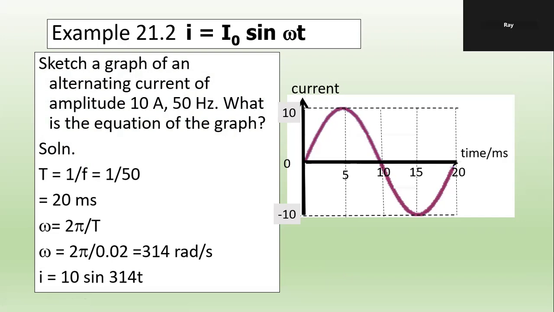Anything you need me to clarify? Find the period first, that's the first thing. And then draw the sine graph, and put a value for that. Amplitude is 10. The period is 20, so this is 10.